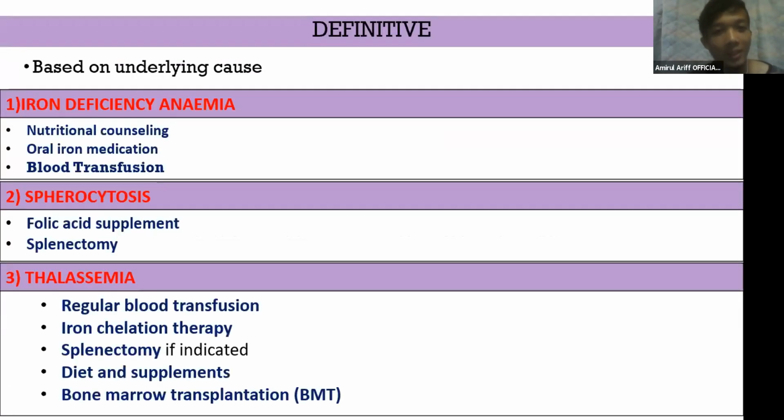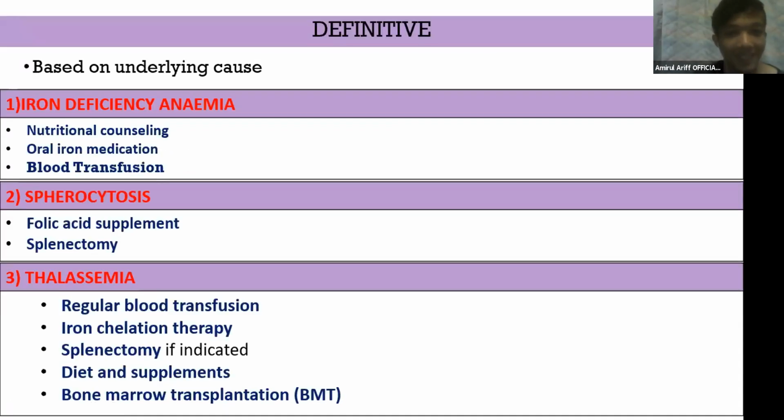For definitive management, based on the underlying causes, this is the overview, a summary that I took from the protocol. For iron deficiency anemia, after you diagnose, this is the management: nutritional counseling, oral iron medication, blood transfusion. For spherocytosis, folic acid supplement, splenectomy. For thalassemia, regular blood transfusion, iron chelation therapy, splenectomy if indicated, diet and supplement, bone marrow transplantation.